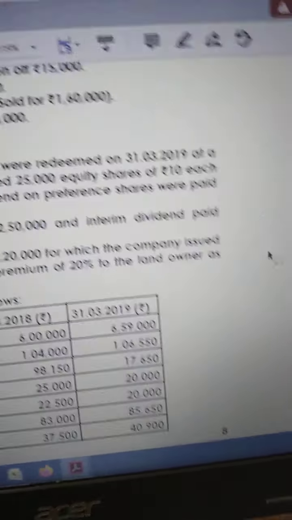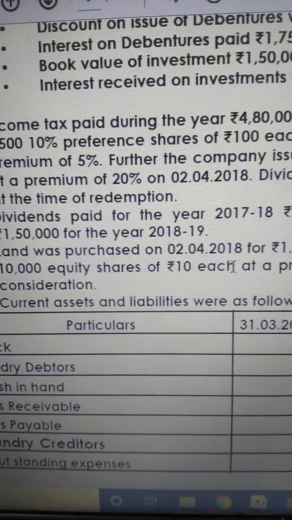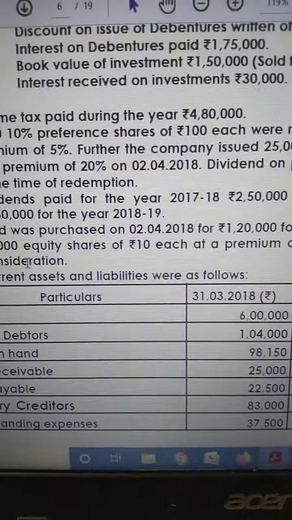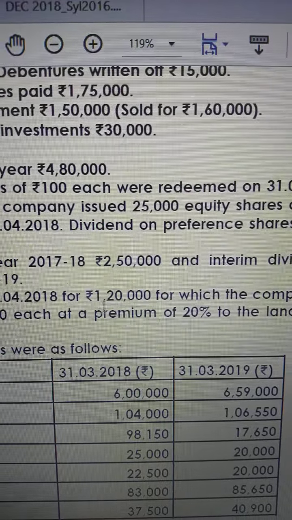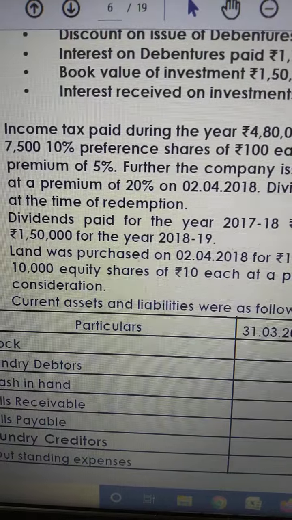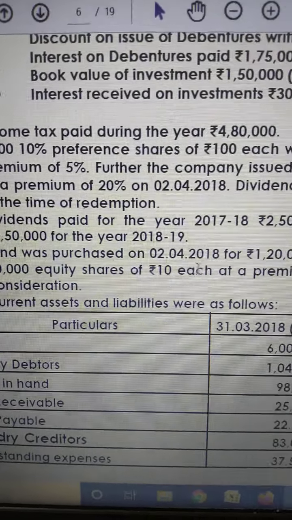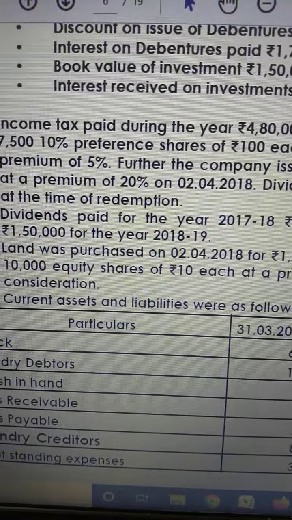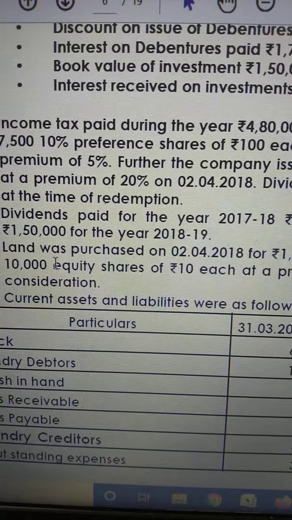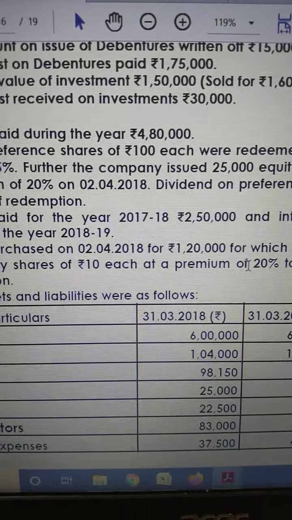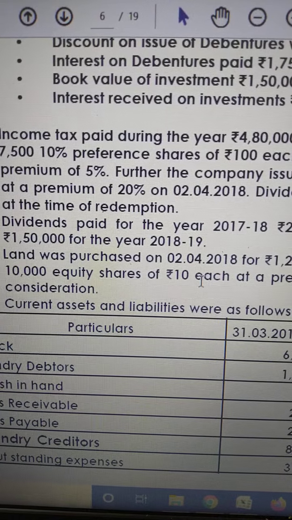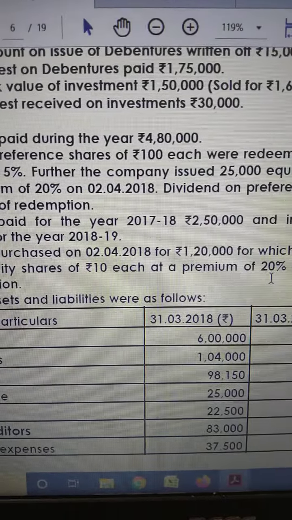How did they purchase it? The company issued 10,000 equity shares of 10 each at a premium of 20% to the landowner as a consideration. So they purchased land of 1,20,000 rupees, but they did not pay cash or use the bank account. They issued shares, and on behalf of equity shares they received the land. So no cash transaction. Equity shares 10,000 into 10 is 1 lakh.